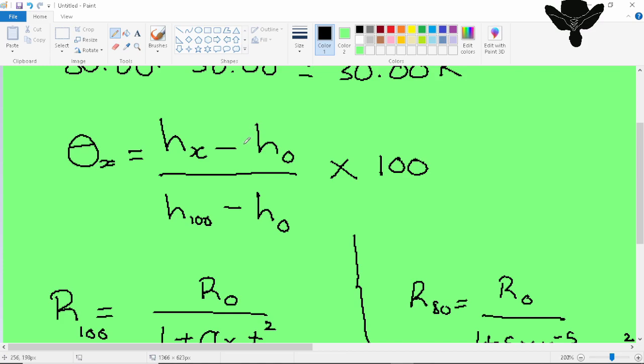So that's what we're going to try and figure out. Everywhere we have height, we replace it with R as resistance. When we plug in the values, we will calculate the temperature measured by a resistance thermometer when the mercury thermometer measures 80 degrees Celsius. So are the temperatures going to be the same? Are they going to be different? Well, let's find out.